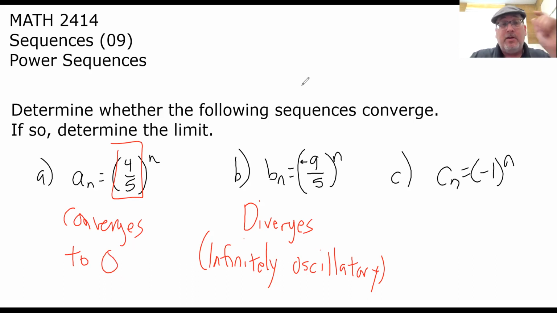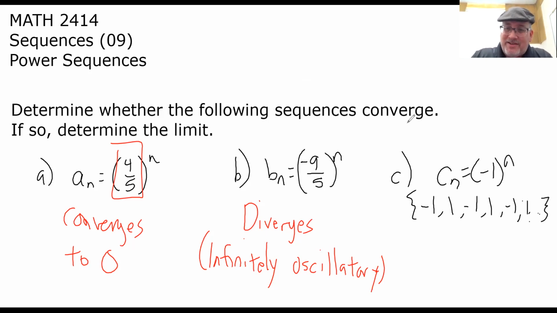I wasn't on anything. But the first one converges to 0. Second one diverges. It's actually infinitely oscillatory. And by the way, if we had taken off the negative, then all the numbers would have been positive, and it would just have diverged to infinity. All right, but what about the next one, negative 1 to the nth power? We've talked about this sequence before. As a sequence, it just bounces back and forth. Negative 1 to the first is negative 1, negative 1 to the second is 1, negative 1 to the third is negative 1. So this diverges by oscillation.